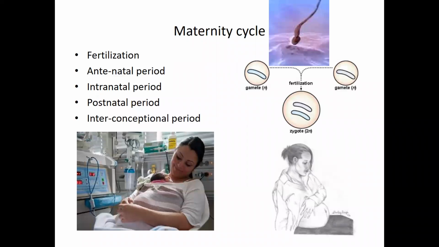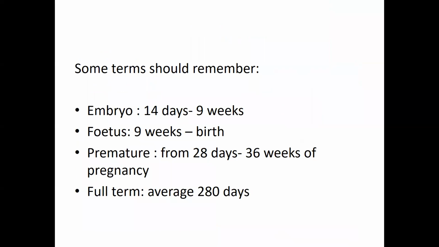The maternity cycle starts from fertilization, and then the antenatal period, intranatal period, postnatal period, and interconceptional period. We should remember some terms: what is embryo, what is fetus, what is premature, what is full term. Probably yesterday I was talking about what is infant and what is neonate. Infant is up to 1 year. Neonate is only the first 28 days, okay? So these two terms, you can add in this slide.